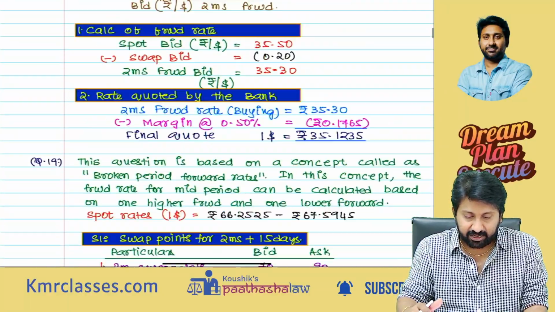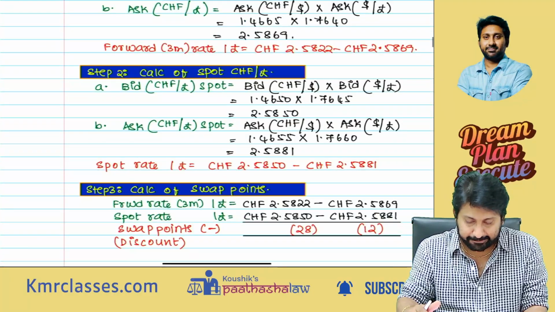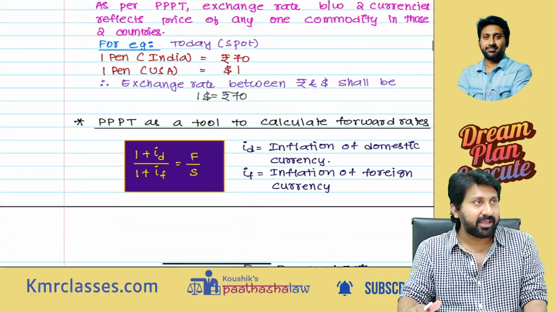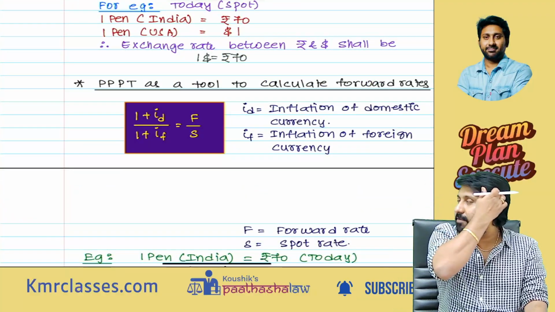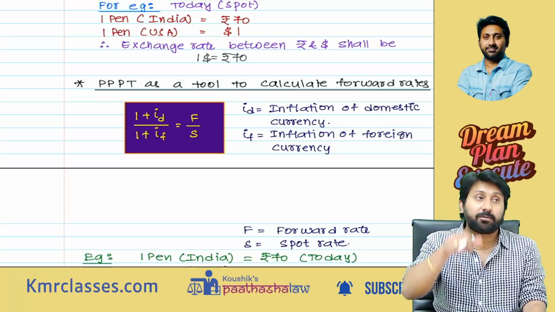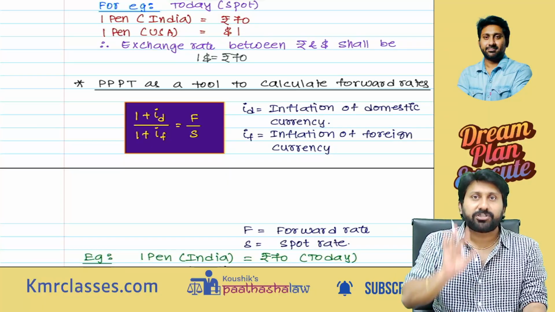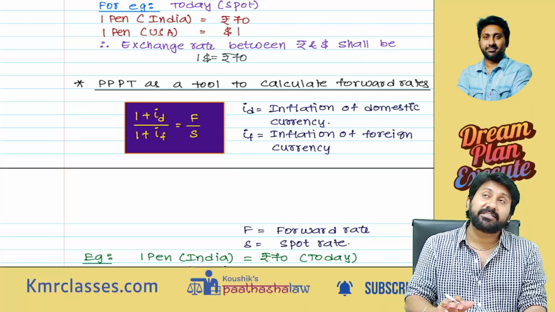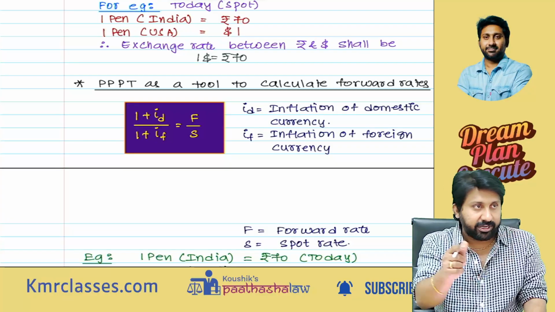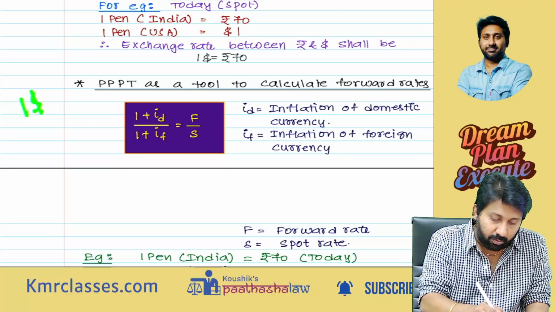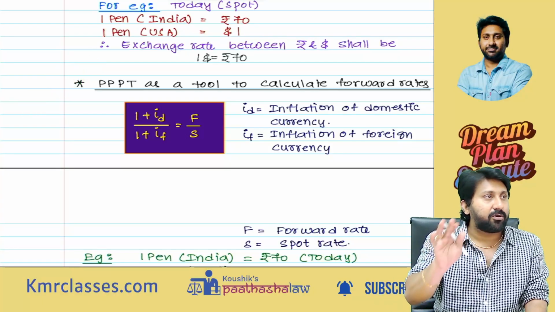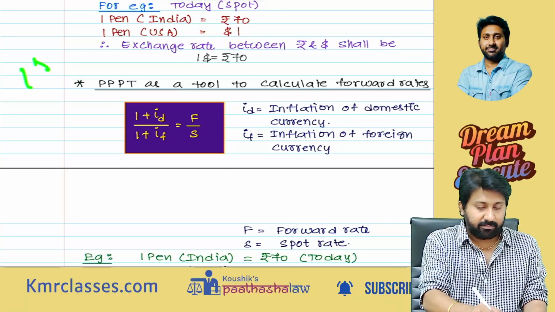Let us see if there are any typical formulas that we need to discuss. Conversion, how to do all those, don't ask me here. Okay, so let's go to PPPT. 1 plus ID divided by 1 plus IF equal to F by S. ID represents inflation of domestic currency, IF inflation of foreign currency. Now the question will come: in the exam, how to identify which is domestic and which is foreign? You should understand the quotation given. Go by quotation. For example, they have given $1 equal to rupees 70.